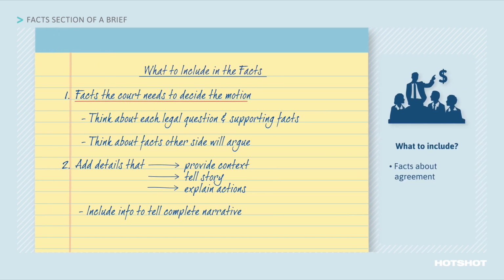In the price-fixing example, it would be helpful to include facts explaining the market dynamics for the product. This won't go directly to whether the agreement constituted price-fixing, but the market context will help the court make sense of the facts.